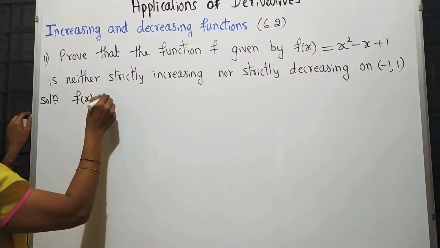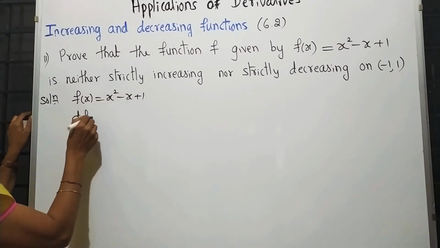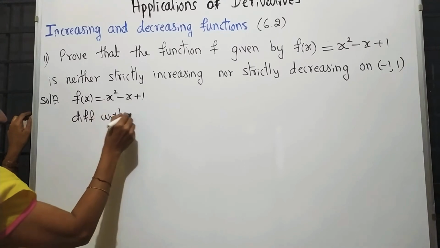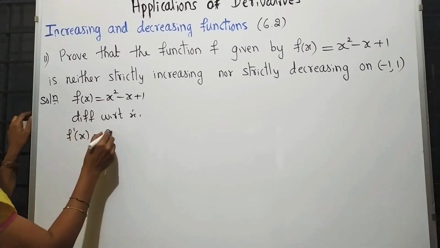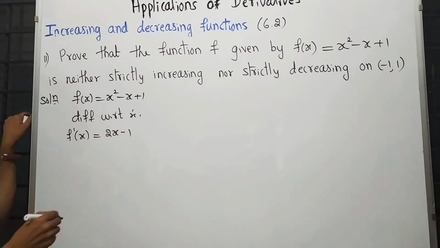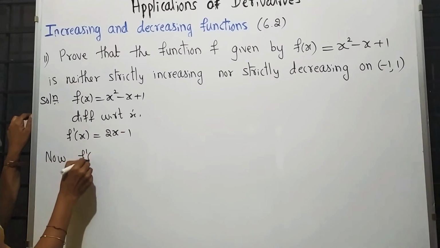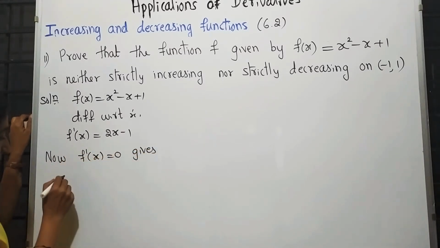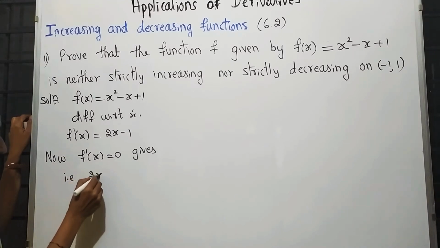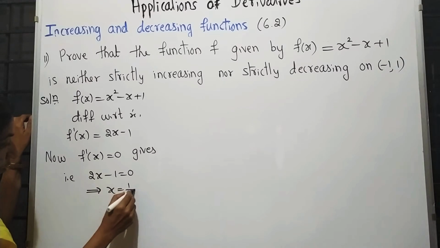f of x is x square minus x plus 1. Differentiating with respect to x, f dash of x is 2x minus 1. As usual, first we have to equate this with 0. That is, 2x minus 1 is equal to 0, which implies x is equal to 1 by 2.